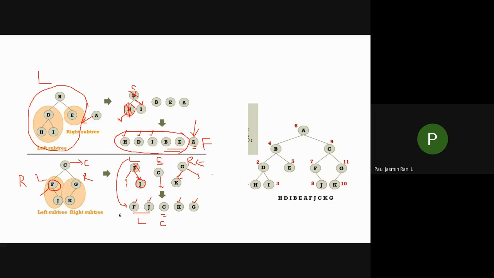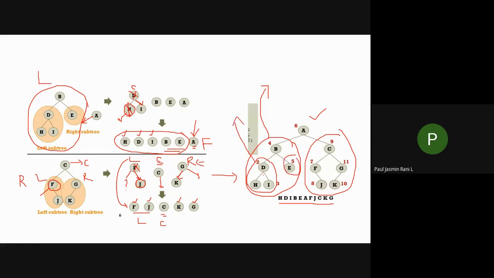So finally you'll be getting this answer: HDIBEAFJCKG. This is how you are getting it. I repeat it once again. First you got this diagram. From this diagram, you categorized into a left subtree and a right subtree. Again, you take this left subtree as a new tree, and from this one, again, you categorize the left subtree and the right subtree. Next, again, you take this left subtree.